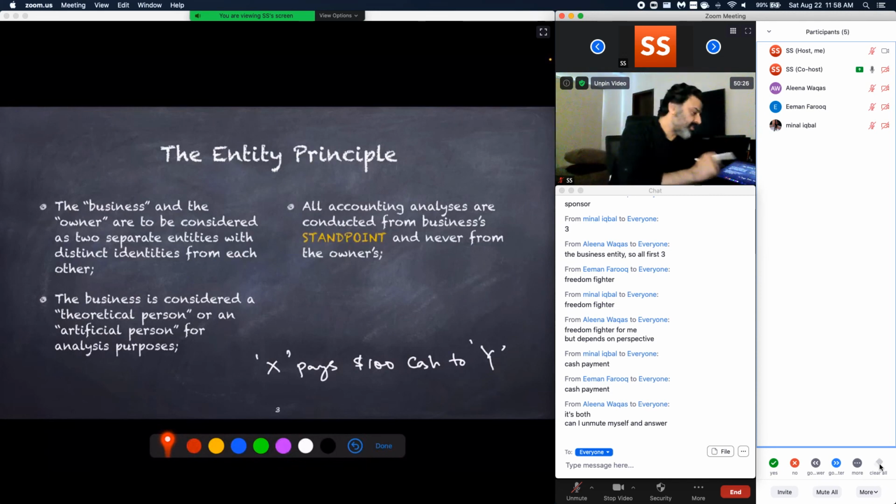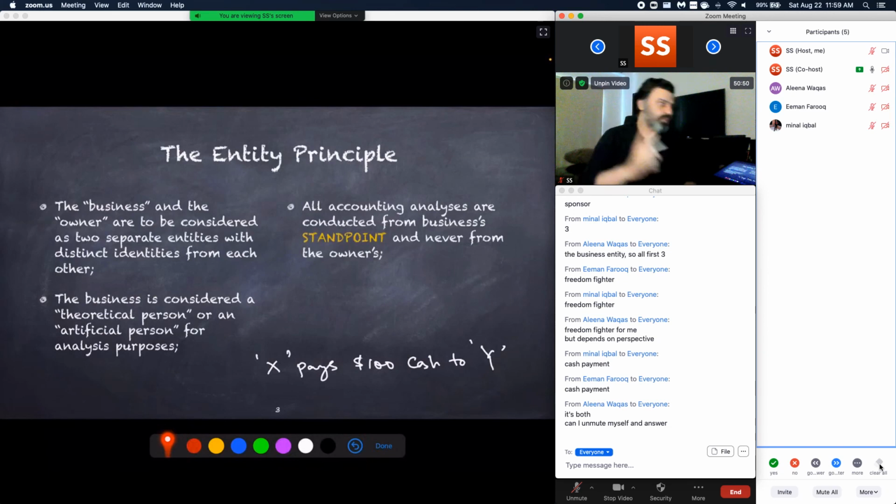Why not from the owner? Because the owner may be involved. The sponsors of the business may be involved in their own personal transactions which have nothing to do with the business entity. So obviously, if you choose the owner's point of view and not the business's point of view, you will end up analyzing so many other transactions which are completely irrelevant to the business entity's evaluation.